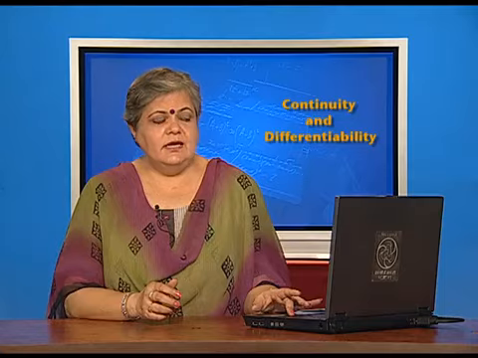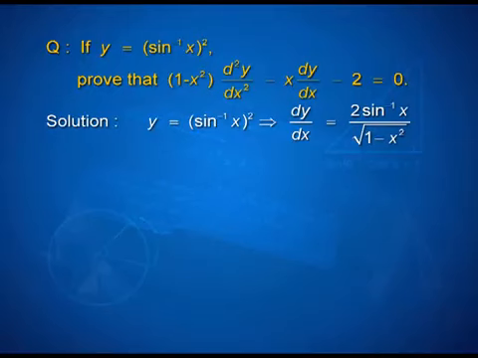Starting with y as sin inverse x whole square, using the chain rule, I get the derivative of y with respect to x as 2 sin inverse x by under root 1 minus x square. Now, in most of these questions, the tendency is to mechanically start off with the second order derivative, that is, differentiate this function as it stands, which would mean that you will need the quotient rule and chain rule again, because you have a root of 1 minus x square.